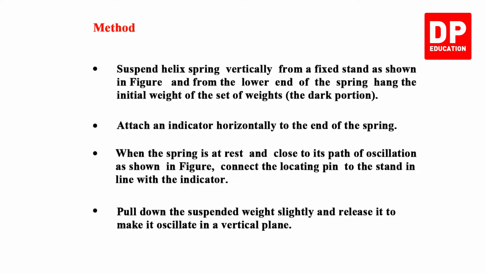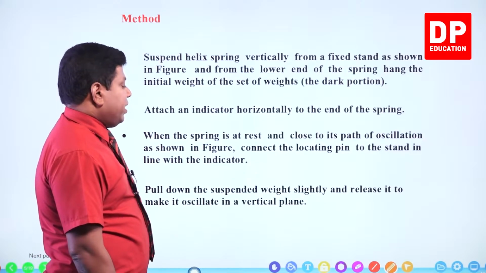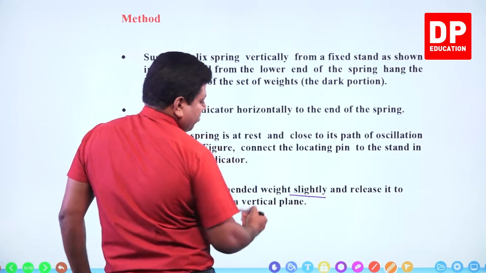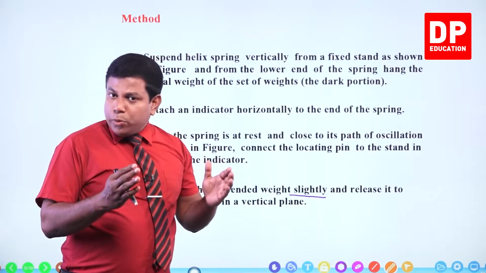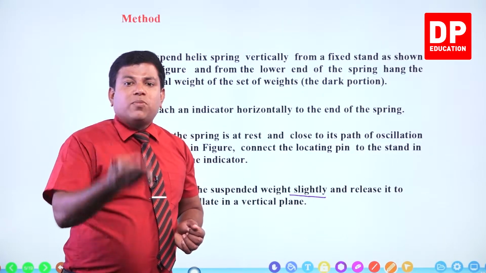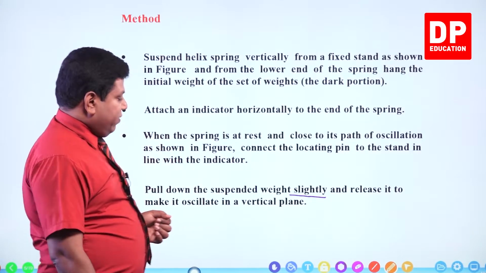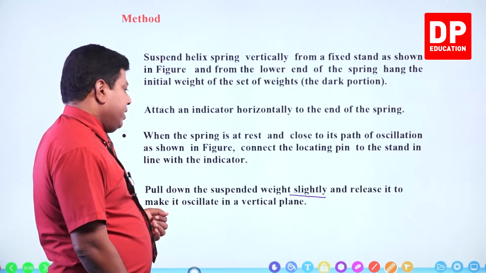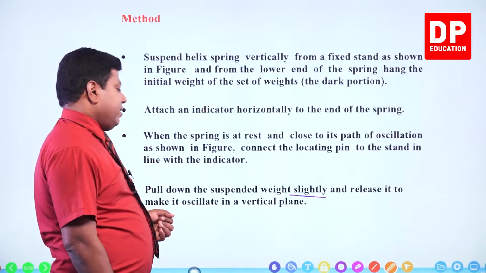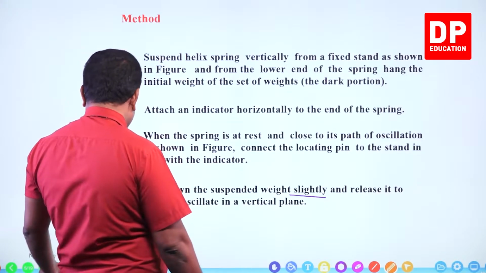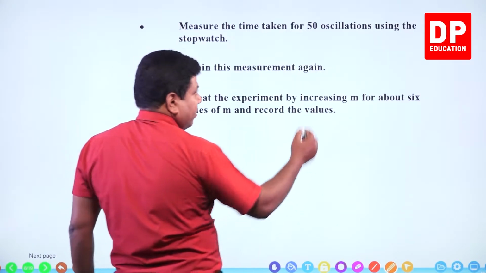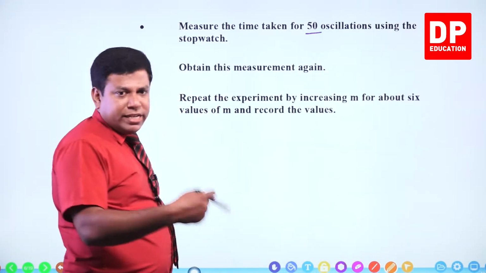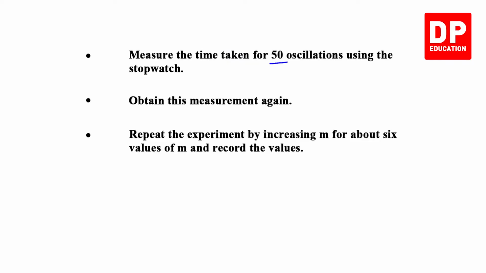They must be collinear. Pull down the suspended weight slightly. You have to give a small displacement. Don't pull it too much, because the equation is proven for small oscillations with small amplitude. So give a small displacement and release it to make it oscillate in a vertical plane. Measure the time taken for 50 oscillations. It can be 50, 30, 40, 20, a certain number of oscillations, that's all, using the stopwatch. Obtain this measurement again.